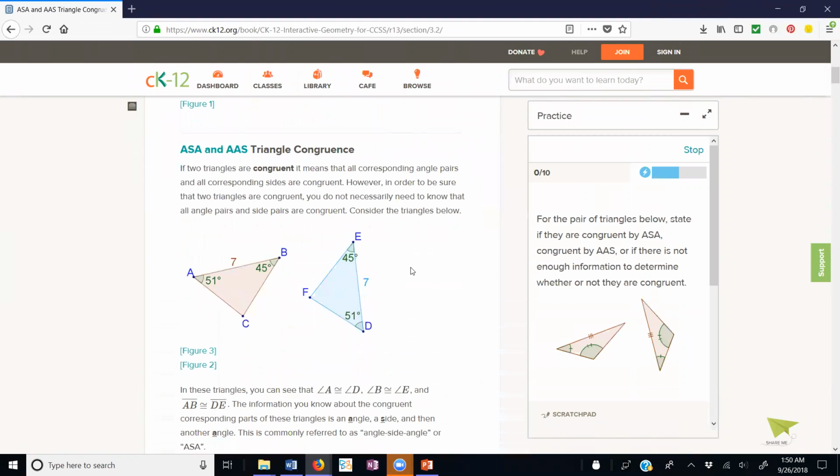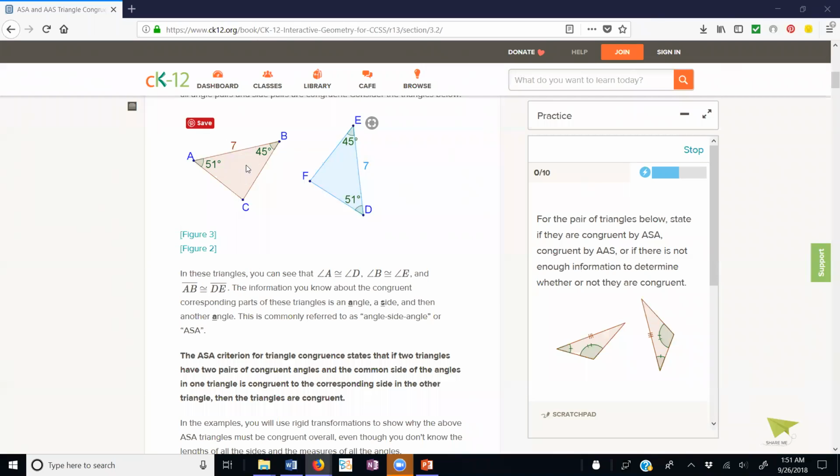Here's the idea. If two triangles are congruent, it means that all the corresponding angle pairs and all the corresponding sides are congruent. However, in order to be sure that two triangles are congruent, you do not necessarily need to know that all the angle pairs and all the sides would be congruent. That would be showing 6 things, and it is not necessary to show 6 things congruent. Three correct pieces of information will be enough. So let's take a look at our first congruence theorem.